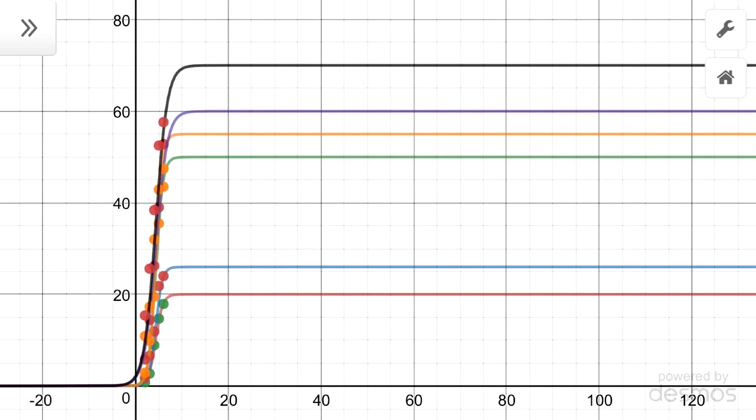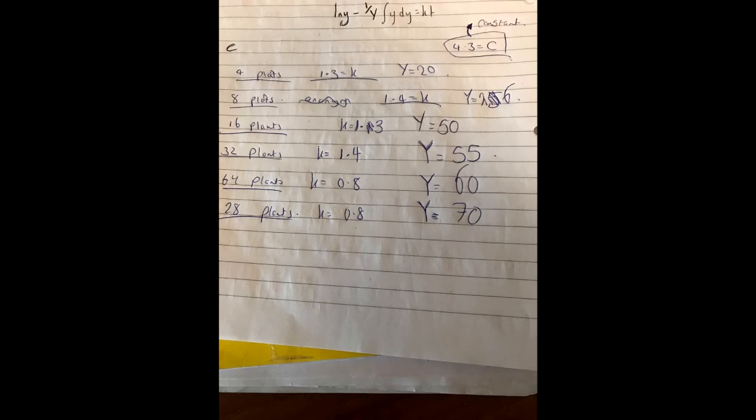To validate our model, first we plotted the given data for each different number of plants per plot. We then used the logistic function to closely follow each of our data sets. We set capital Y to where the carrying capacity is met. We then set C to 4.3 for all data sets, so that we could change K, the constant of growth, to follow the data.